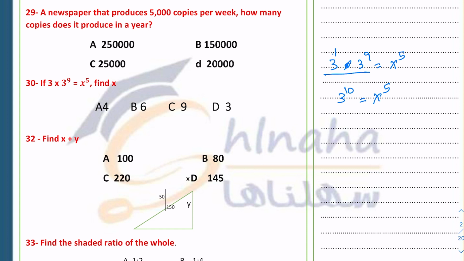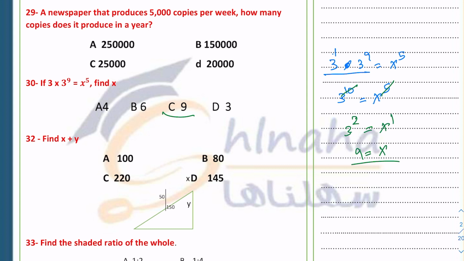You can divide here by 5 and divide here by 5. If you have the same power, you can divide both of them. So here x power 1 equals 3 power 2. 3 power 2 equals 9. So x equals 9.